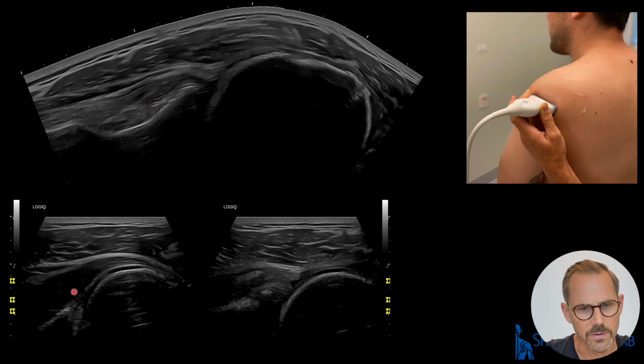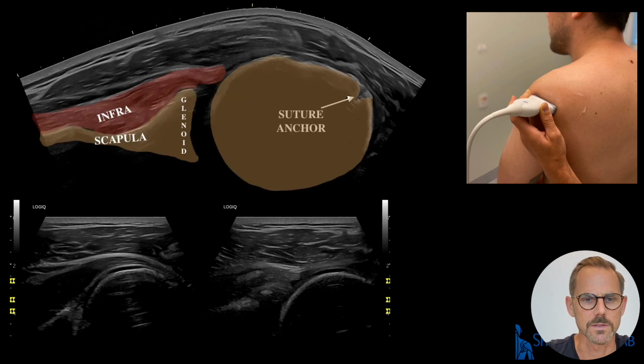And this is compared to the healthy side, where we have a thick muscle belly of the infraspinatus, and here just a hyperechoic looking stump. Yeah, this was some explanation and images.